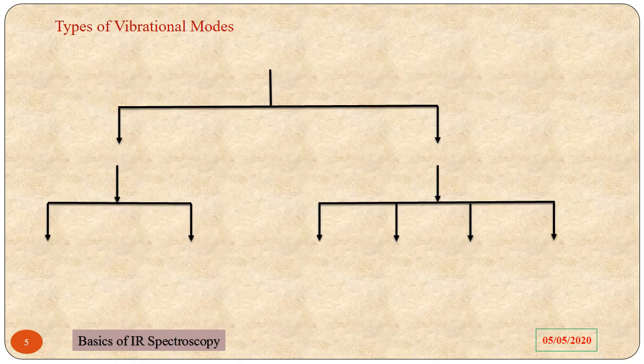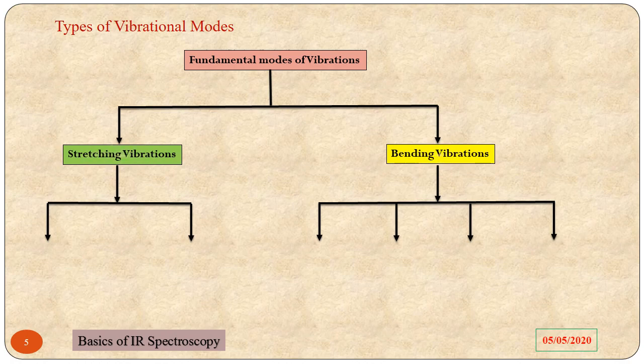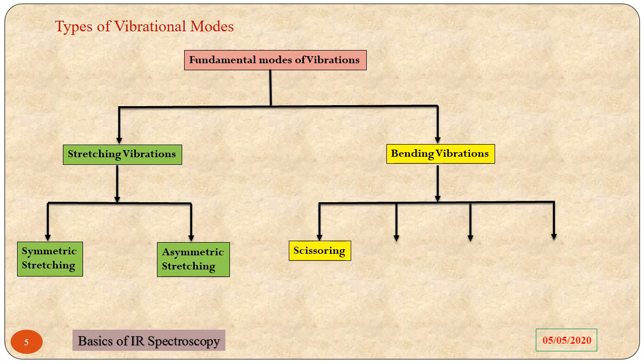Now we will see the types of vibrational modes. The fundamental modes of vibrations. There are two types of fundamental modes of vibrations: stretching vibrations and bending vibrations. We will see the stretching vibrations. These are of two types: one, the symmetric stretching, and another one, the asymmetric stretching. For bending vibrations, these are of four types. First, scissoring, next rocking, wagging, and twisting. Now we'll discuss one by one.